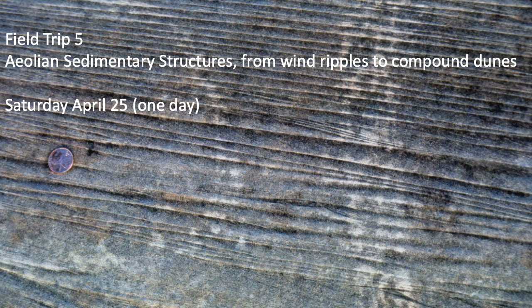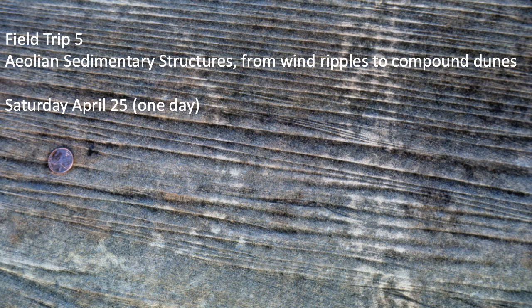Hi, this is Dave Rubin, and I want to show you some of the highlights of our April 25th Aeolian field trip. We'll look at the basic stratification types in Aeolian sandstones and examine how they're packaged into sets and cosets of cross strata. The example shown here is pinstripe lamination, inversely graded laminae deposited by migrating wind ripples.